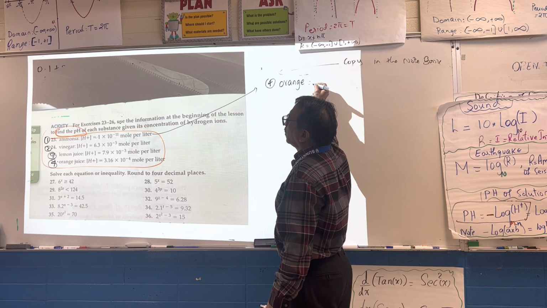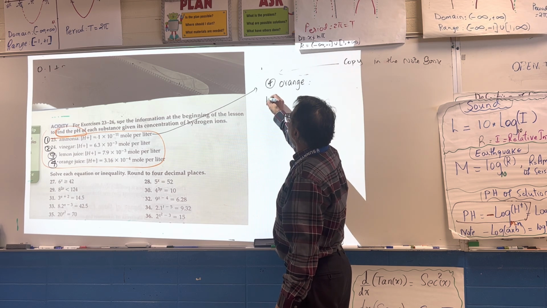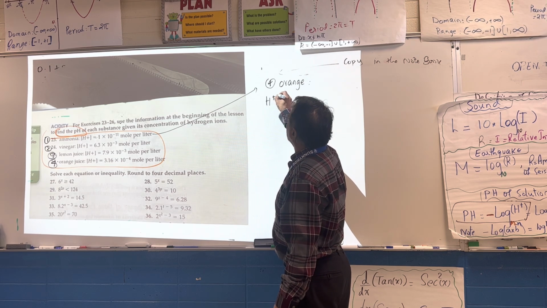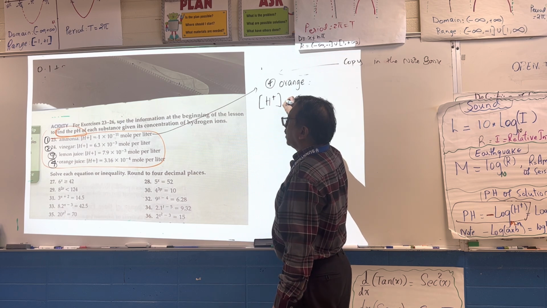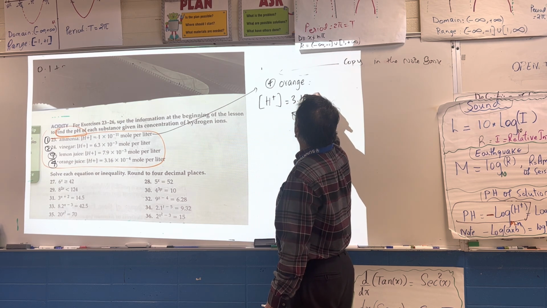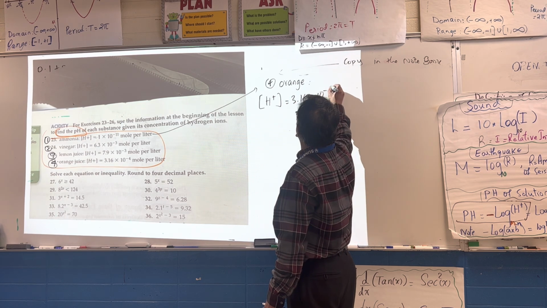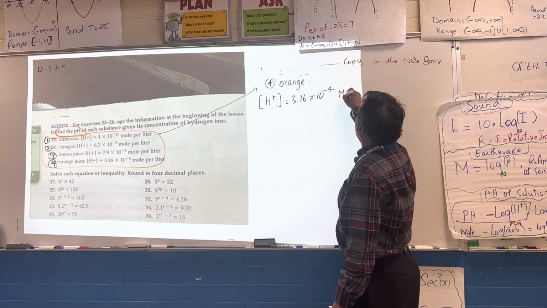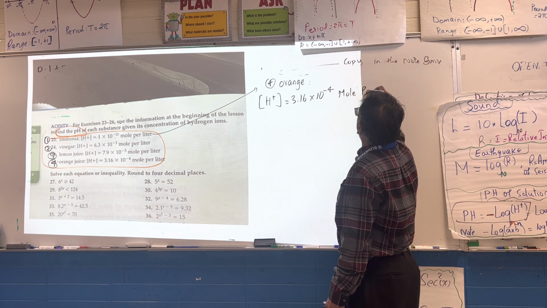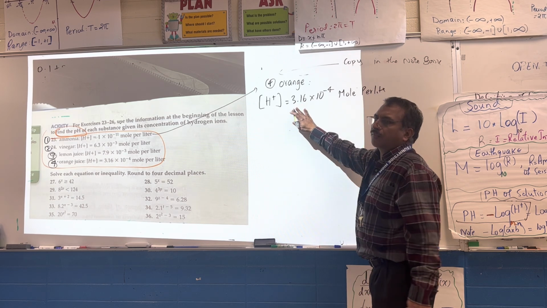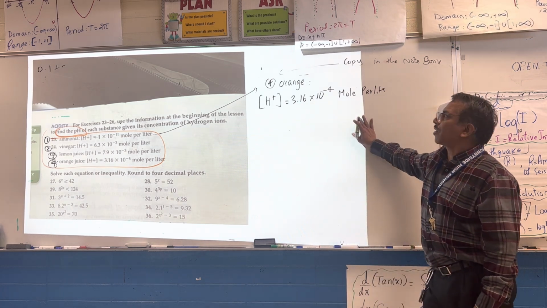So for orange juice, it's given to you that H plus is 3.16 times 10 raised to minus 4 mole. So every liter has so much hydrogen ion concentration.